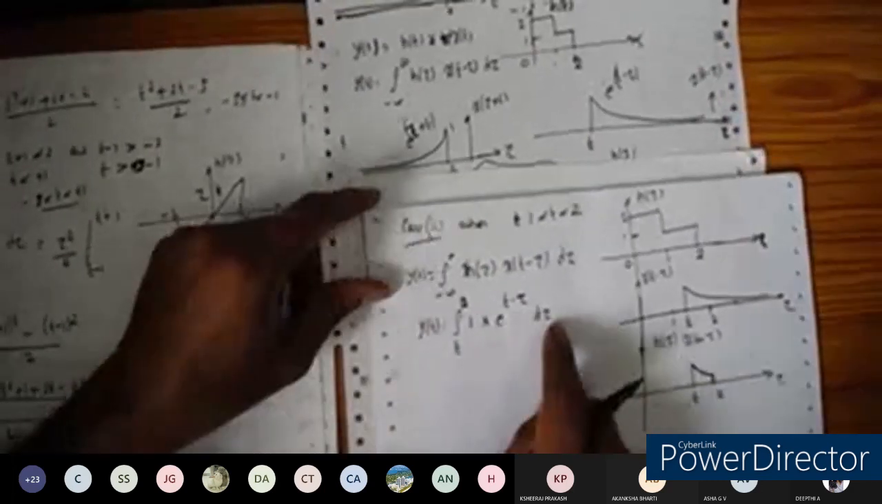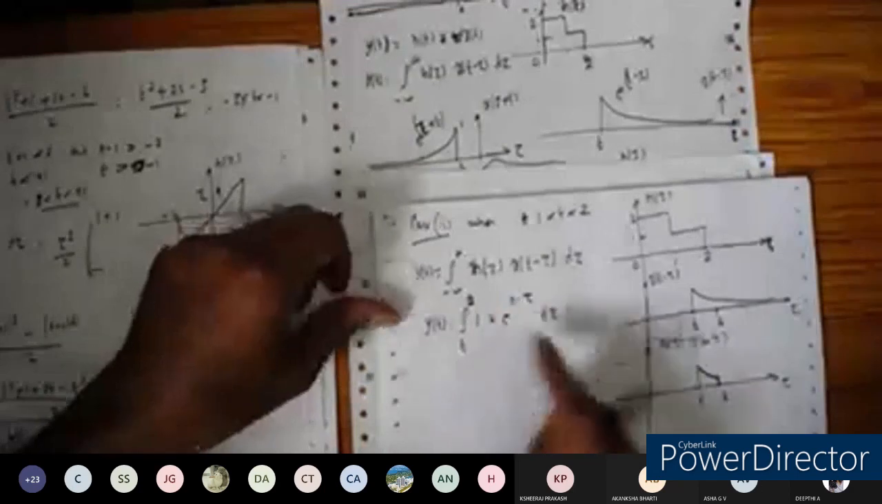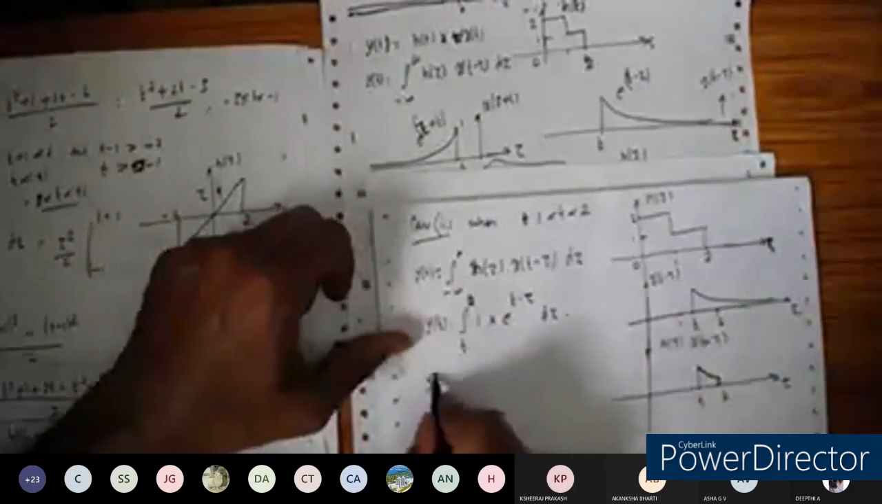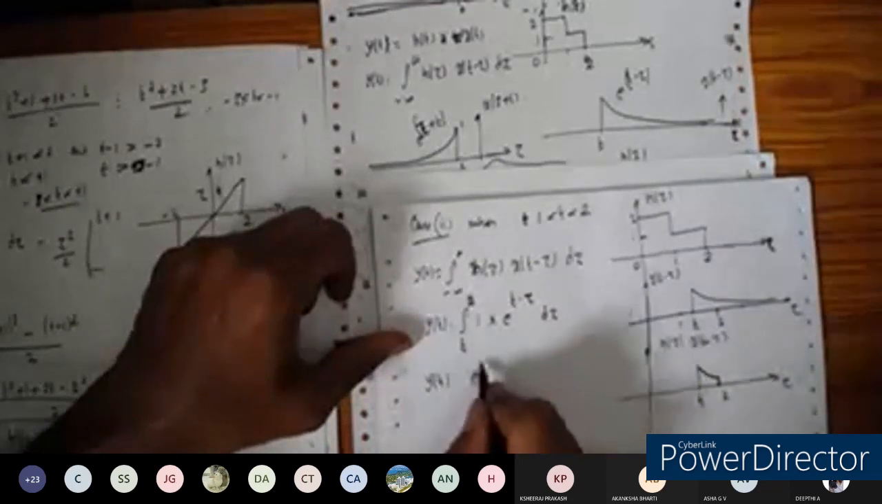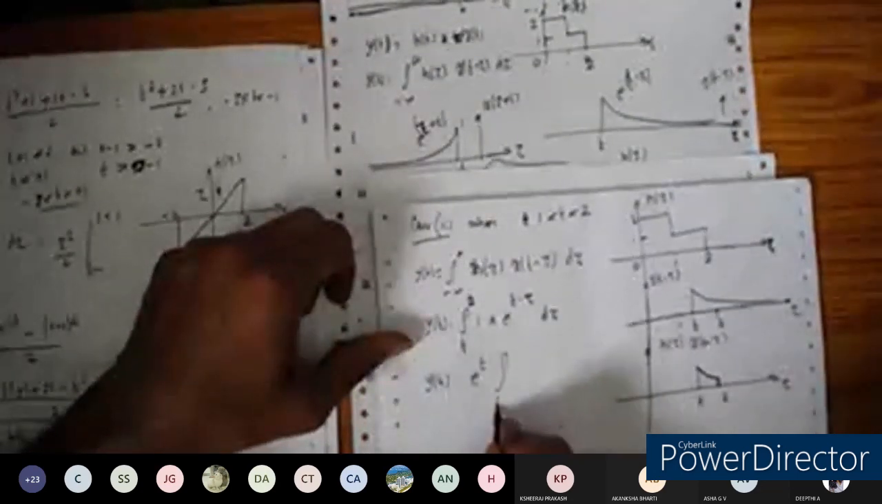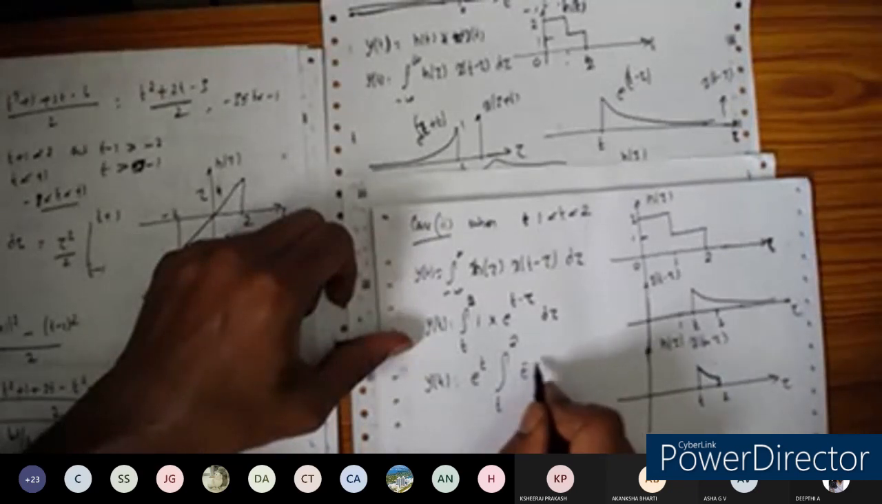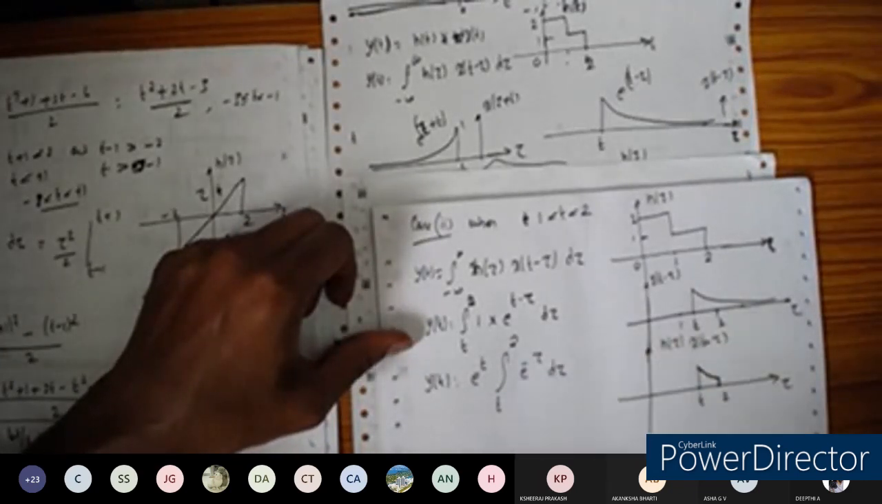Now let us separate the terms. The integral is a function of tau, not a function of t. So I can take y of t equal to e to the power of t outside, and the remaining quantity inside the limits t to 2 is e to the power of minus tau d tau.